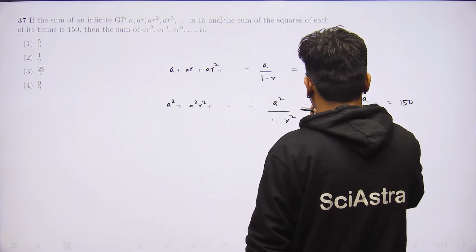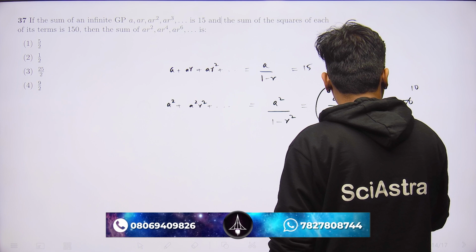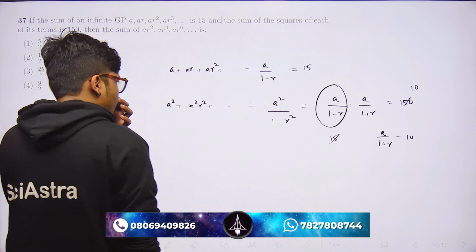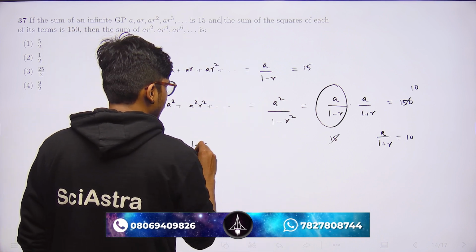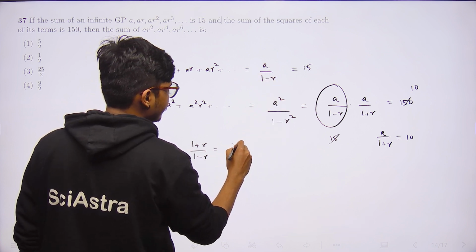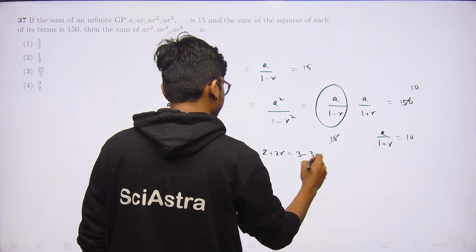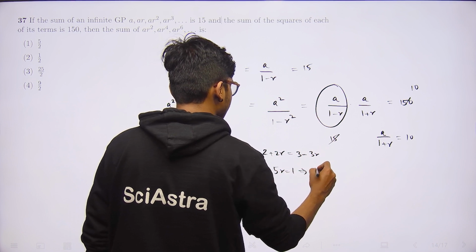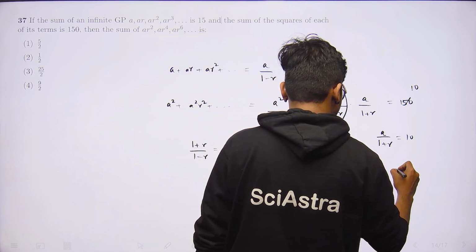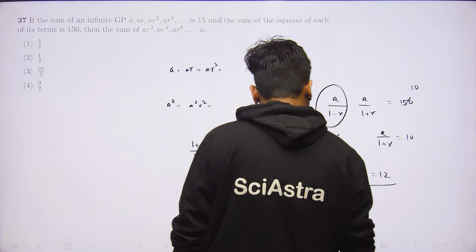अब इसका वैल्यू क्या है? This is equal to, sorry, this is 15, right? तो ये 15 आ गया. तो यहां से इसकी वैल्यू क्या आ जाएगी? a by 1 plus r should be equal to 10, right? Now from here you can simply solve for this, right? अगर दोनों को divide कर दोगे तो क्या आ जाएगा? 1 plus r divided by 1 minus r, that should be equal to this by this, right? So 3 by 2. तो यहाँ से क्या आ रहा है कि 2 plus 2r should be equal to 3 minus 3r, right? So you get 5r is equal to 1, which implies r is equal to 1 by 5. अब r की वैल्यू आ गई, so from here you can solve for a as well. a की वैल्यू क्या आ जाएगी? a by 6 by 5, so 6 into 5 is equal to 10, so a is equal to 12, right? तो 12 and 1 by 5 मिल गए.